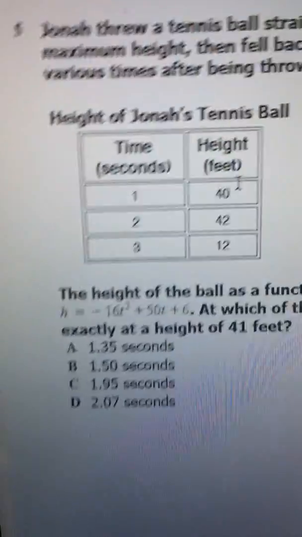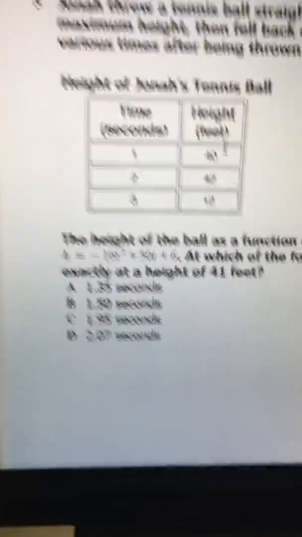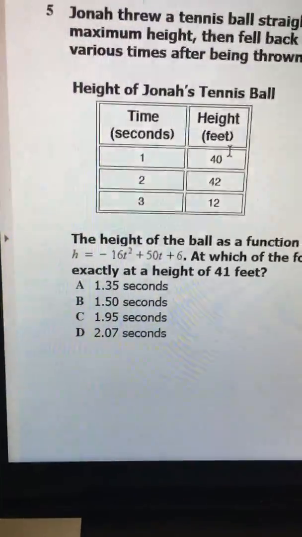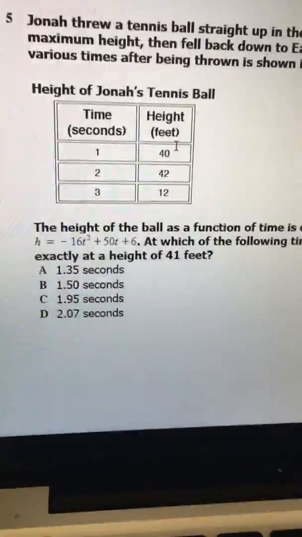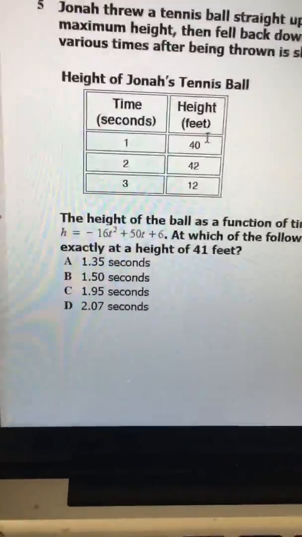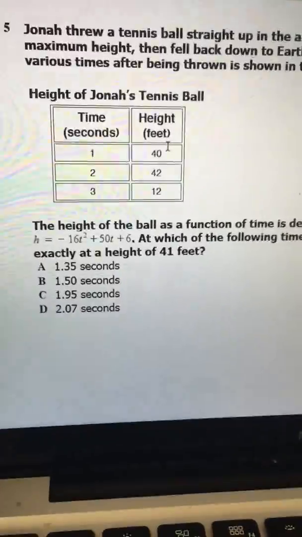Now we're going to look over here at what they have for us. They don't have 1.059, but they do have 2.07. So our answer is D.